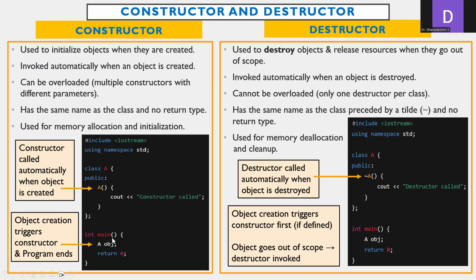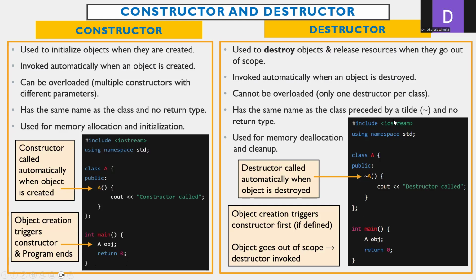Coming to the main function, you know that the program starts with the main function. So the object obj of class A is created here. So this constructor is automatically called. Therefore, we get the output "constructor is called". So now cout is executed and we are getting the output "constructor is called". The object creation triggers the constructor and then finally the program ends here.